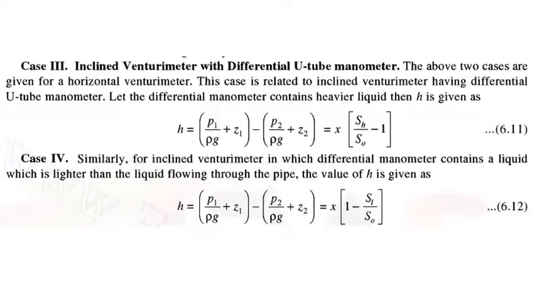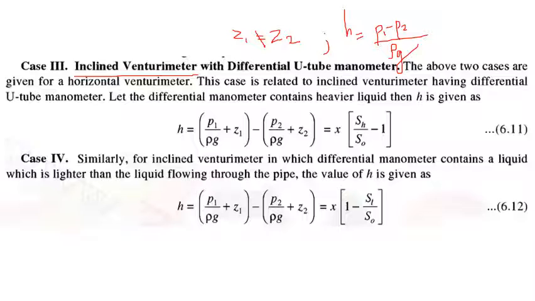Okay. We have case 3, which is the inclined Venturimeter. That is, there is a level difference between sections 1 and 2, that is, Z1 is not equal to Z2. Earlier we said that h is equal to (P1 minus P2) by rho g. But this is not true now because Z1 is not equal to Z2. So h is equal to (P1 by rho g plus Z1) minus (P2 by rho g plus Z2).